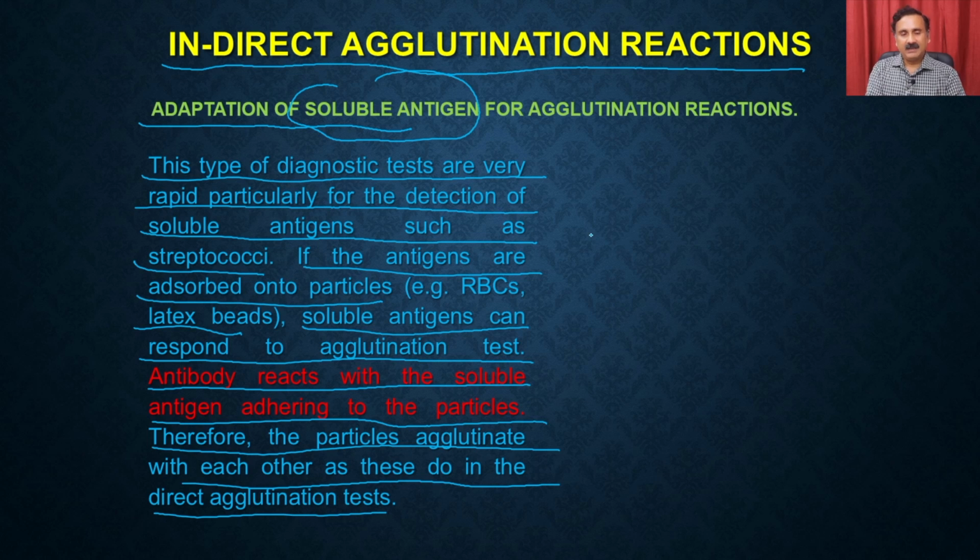So whether it is a direct agglutination test or an indirect agglutination test, both of these tests utilize antibodies against the antigen, and that's how they can be used for the detection of particular pathogenic organisms. And apart from that, they can also be used for blood group typing as well.